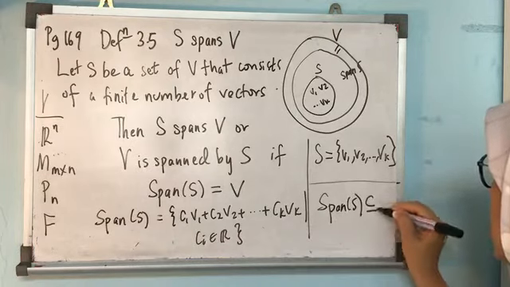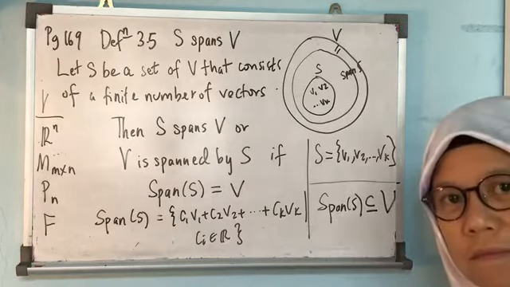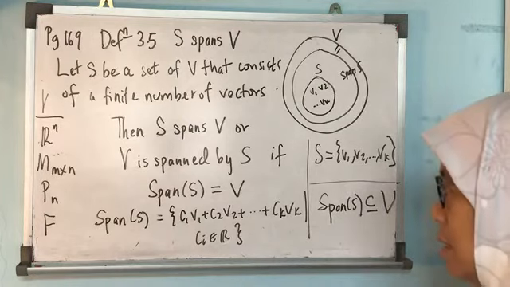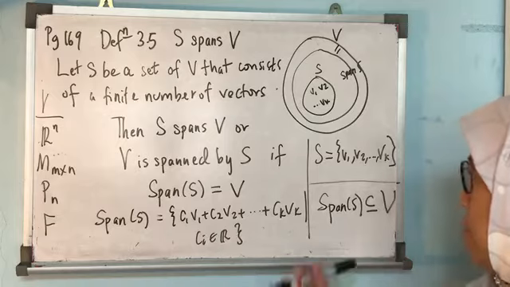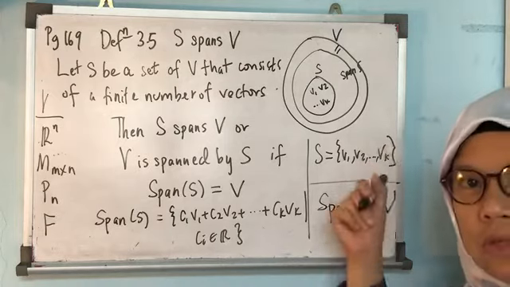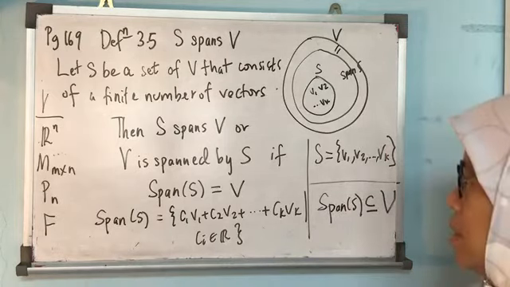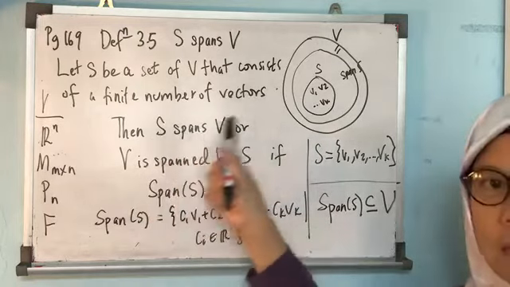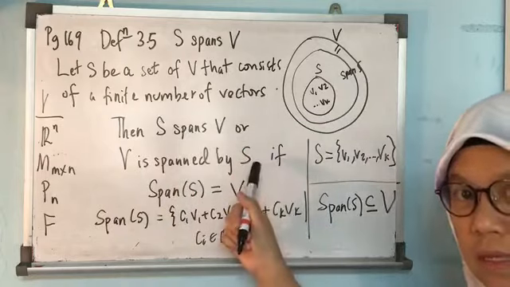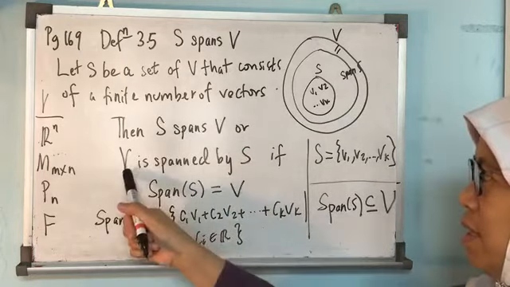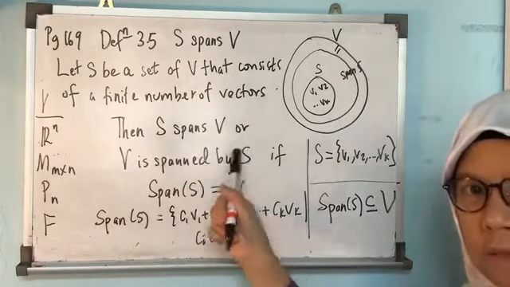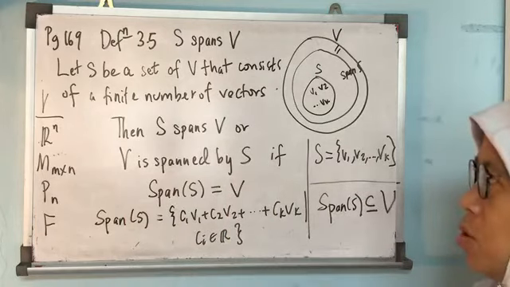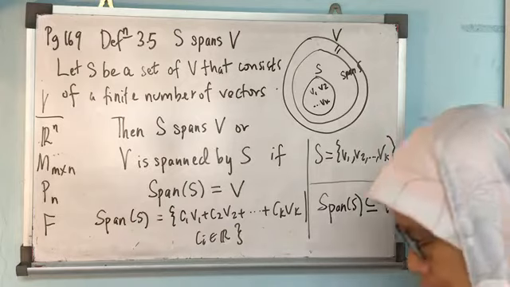Sometimes span of S is just a subset. Okay. Sometimes we have seen in our class earlier that span of S is not equal to the whole vector space. So in that case, we say that S does not span V, or we say that V is not spanned by S. Okay, so it's all about the spanning.